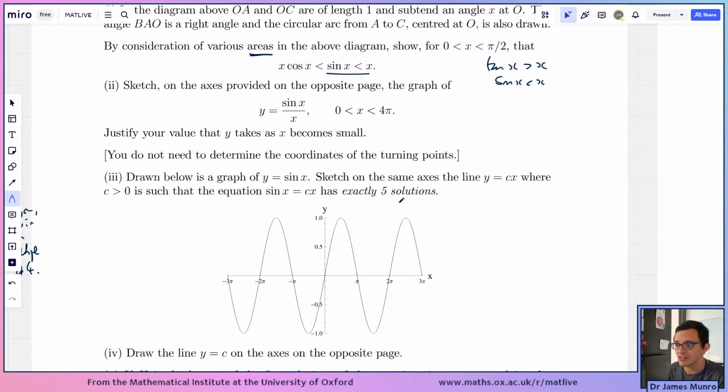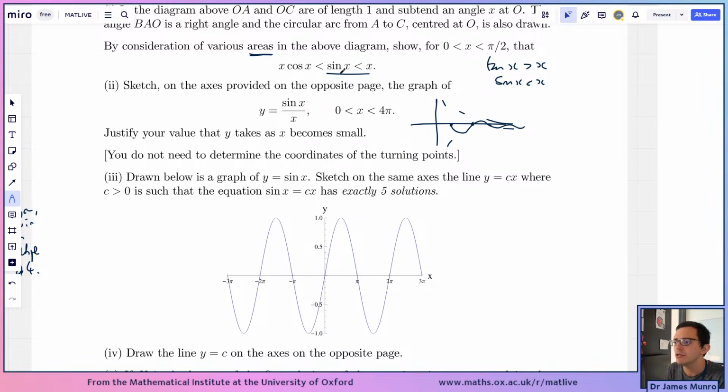Then we're asked to sketch sine x over x. Justify your value y. Oh my goodness. The key here is that sine oscillates. 1 over x comes in towards 0. So this thing's going to oscillate, but also it's going to have roots when x is n times pi. But also its magnitude is going to come down. When x is really small is a very hard question.